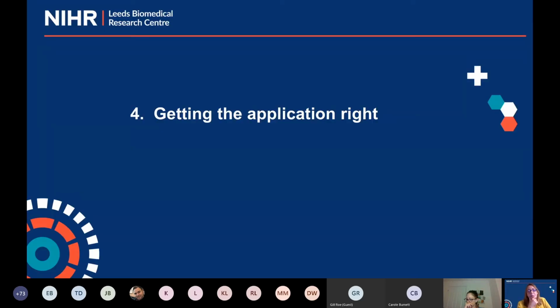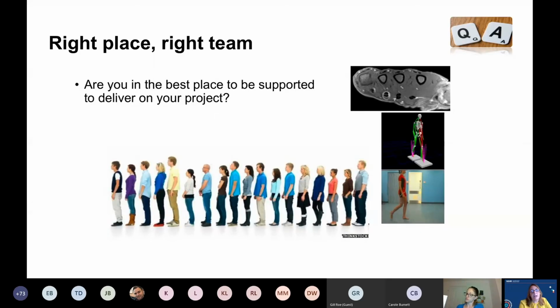And finally, it's getting the application right. When we're talking about the environment, it's really around, are you in the right place to be supported to deliver on your research project? I remember reading this fantastic application from an amazing applicant. It was around hip osteoarthritis, but the head of department support statement was, yes, this person is great, and we're fabulous at dementia research, and listed all of their information about dementia research.